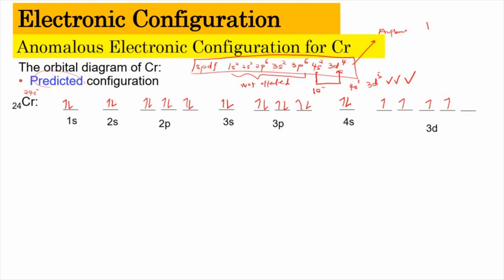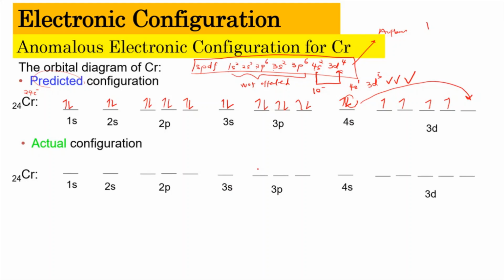For that reason, we make another configuration, which is the actual configuration, where one of the electrons from the 4s orbital is transferred into the empty 3d orbital here. And the electron spin here is going to change as well.